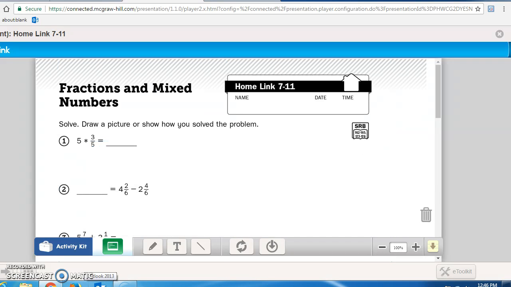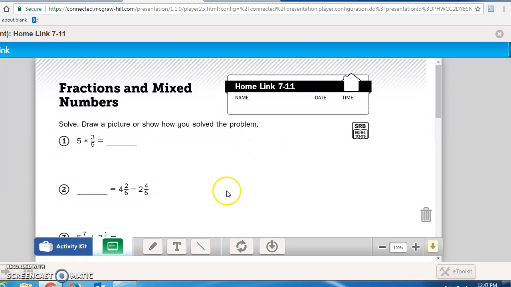Math Masters, page 286 is what you're going to do next. So please pause the recording now and go up and get that loose leaf sheet out of the file folder. It is telling you to solve by either drawing a picture or show how you solve the problem.